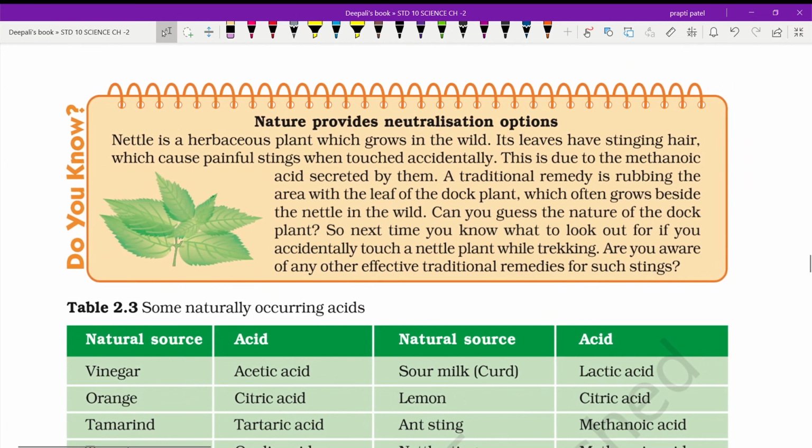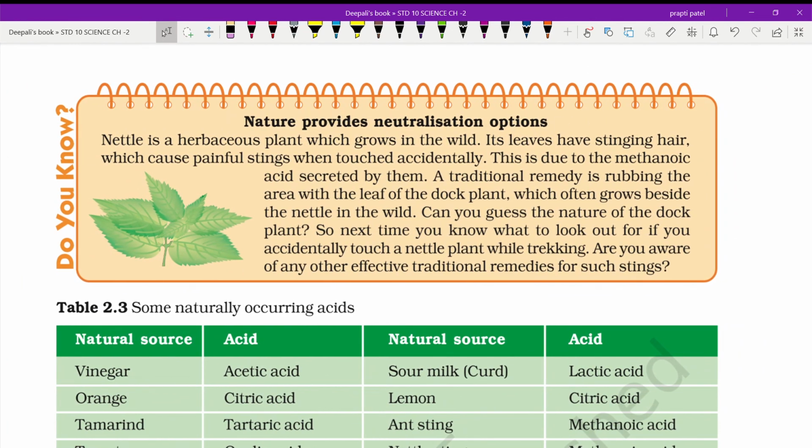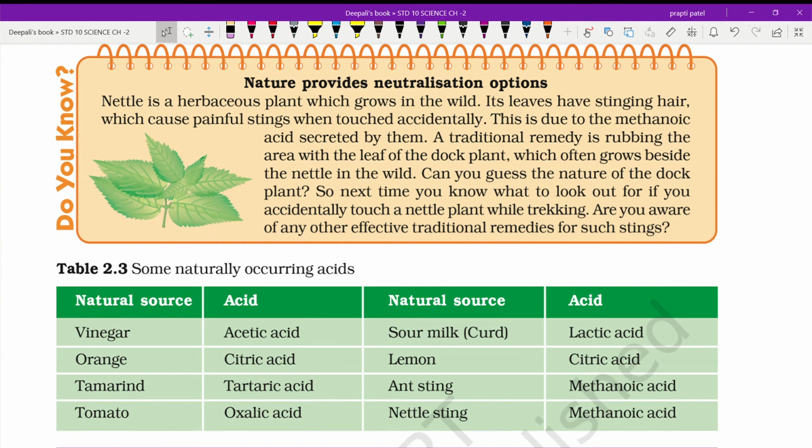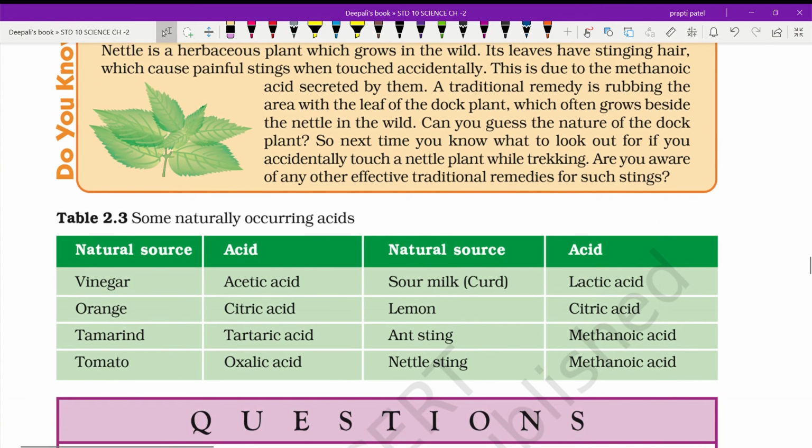Nettle is a herbaceous plant that grows in the wild. Its leaves have stinging hair, which causes a painful sting when touched accidentally. This is due to methanoic acid secreted by them. An additional remedy is rubbing the area with the leaf of the dock plant, which often grows beside the nettle in the wild. Can you guess the nature of the dock plant? So next time you know what to look out for if you accidentally touch a nettle plant while trekking. Are you aware of any other effective traditional remedies for such stings? You can find that out from nature study.